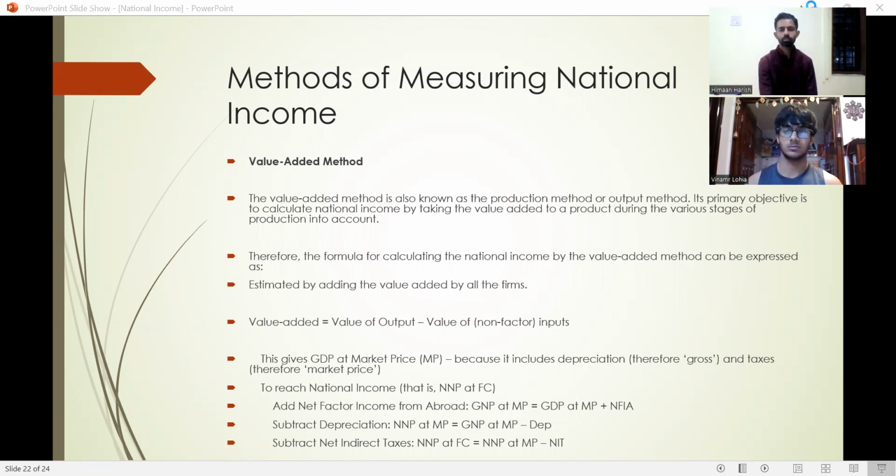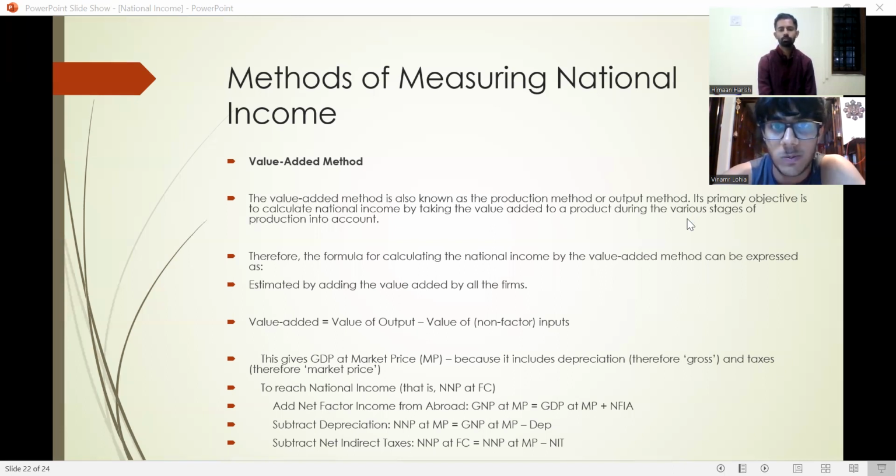So there are three methods of measuring national income. The first method, as we viewed on the screen of the PowerPoint slideshow, is the value added method. The value added method is also known as the production method or output method. Its primary objective is to calculate national income by taking the value added to a product during the various stages of production into account. Therefore, the national income by the value added method is estimated by adding the value added by all the firms, where value added is equal to value of output minus value of non-factor inputs.